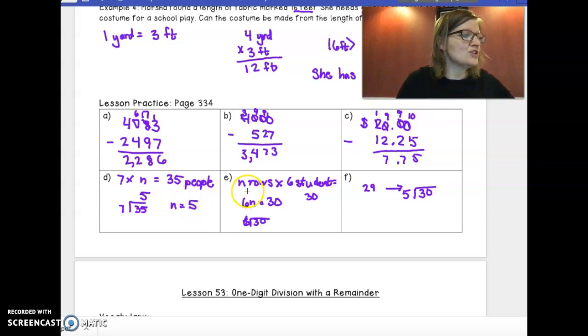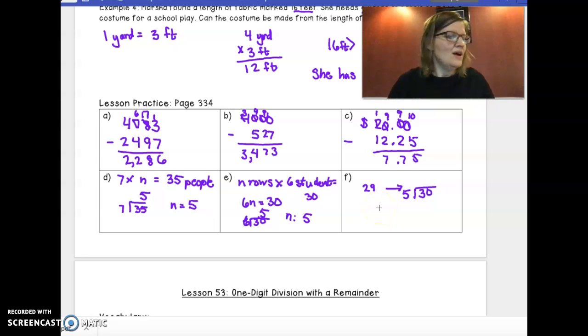Our next one was: 30 students were arranged in rows. 6 students were in each row. How many rows were there? So we have 6 students times the number of rows equals 30. And I say, let's divide our 30 by 6. Because we know our math facts, we know that 5 is the number. And so n equals 5.